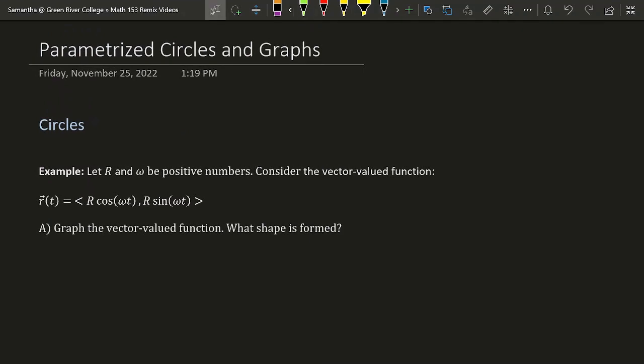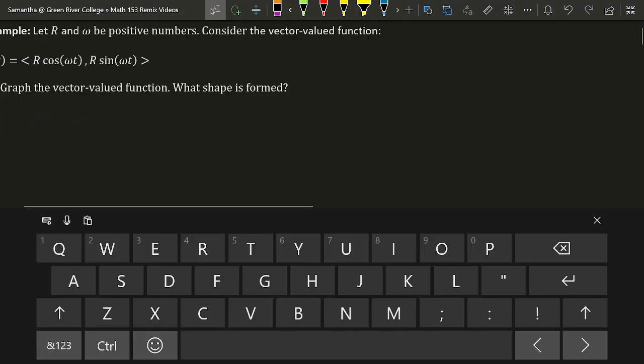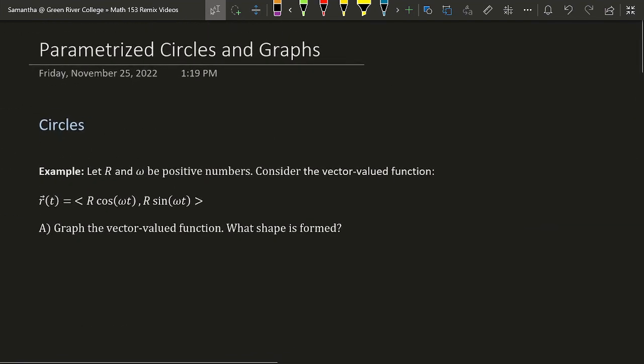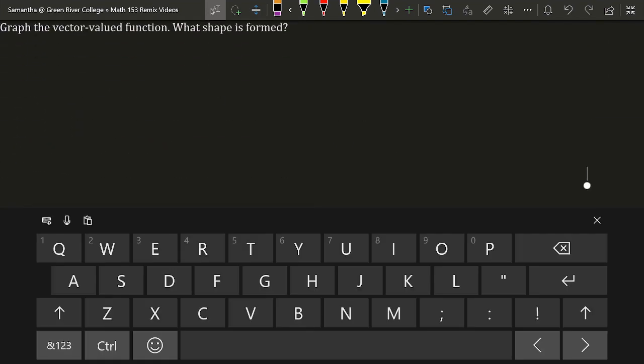Hello everyone. In this video, we're going to talk about parametrizations for circles and for circular movement, as well as parametrizations for portions of graphs of functions that you studied in algebra.